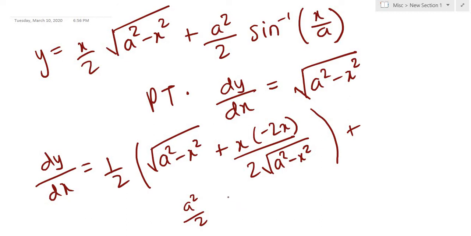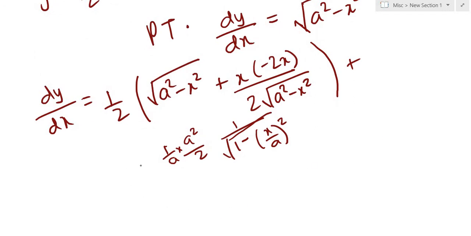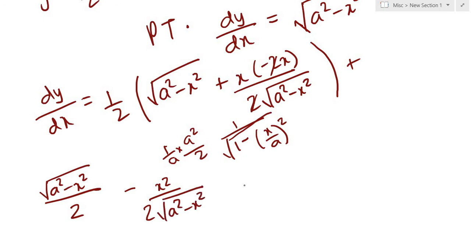a squared by 2 is a constant times the sine inverse of x by a, so we have the derivative of sine inverse, which is 1 over the square root of 1 minus the constant squared, times the derivative of x by a, which is just 1 by a. We'll put it in the front. Now we just write this term as a squared minus x squared by 2. Well, the 1 and 2 are going to definitely cancel out, and we have negative x squared by 2 times the square root of a squared minus x squared, plus the a is going to cancel out. We have a by 2 times the square root of a squared minus x squared, and then that a squared comes out of this square root, and we have a on top, a squared.